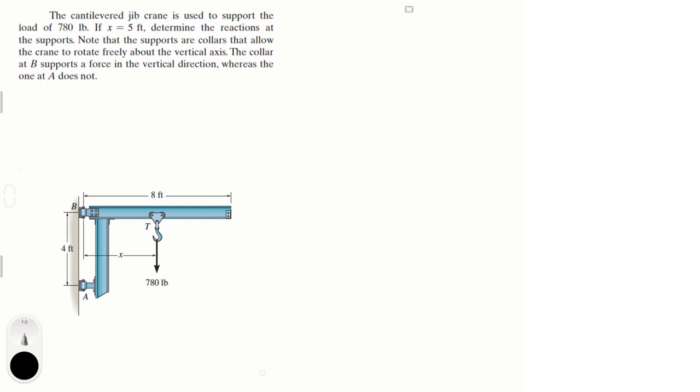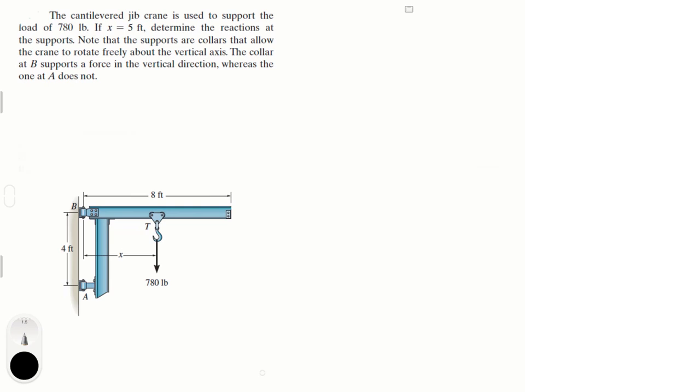All right, guys, let's do this problem that says the cantilevered jib crane is used to support the load of 780 pounds. If x equals 5 feet, determine the reactions at the supports. Note that the supports are collars that allow the crane to rotate freely about the vertical axis. That the B supports a force in the vertical direction, but A does not. So what does this mean?